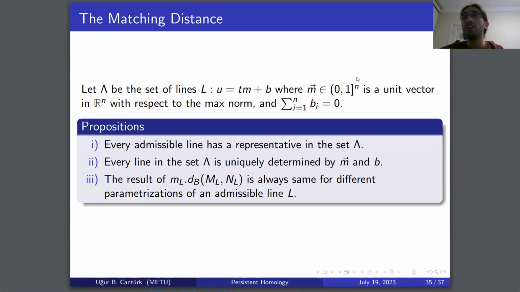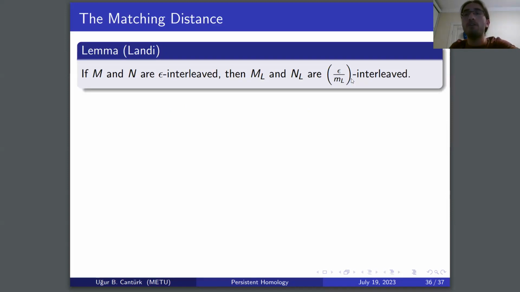But in here, again, we have infinitely many lines. So this is an active area to work on. There are some new papers to compute the matching distance by looking at finitely many lines, let's say. Okay. Now, as a final topic, we are trying to understand whether the matching distance is stable or not.